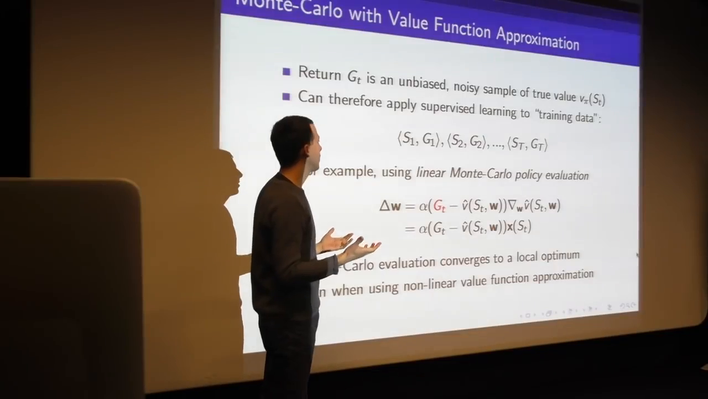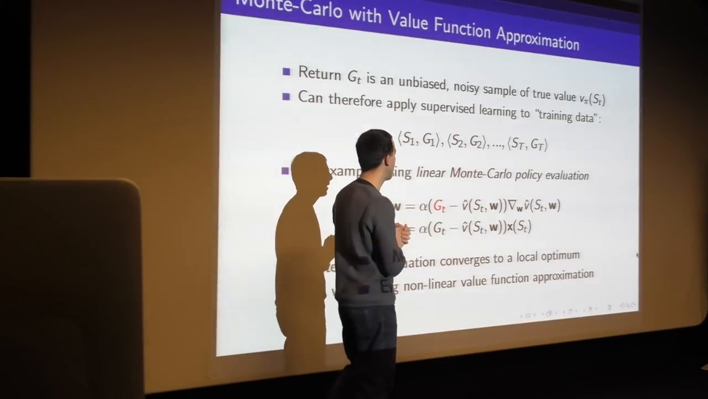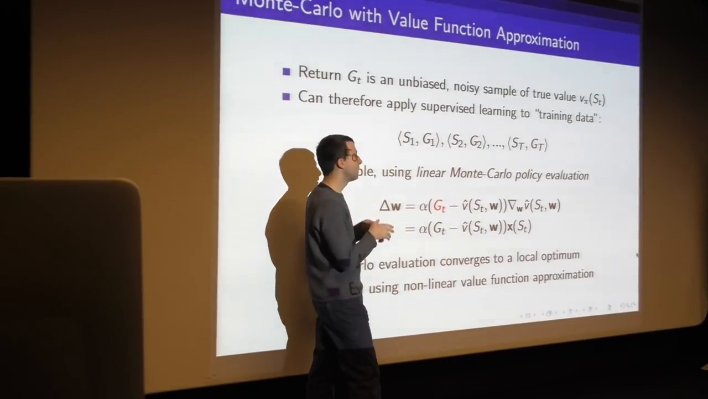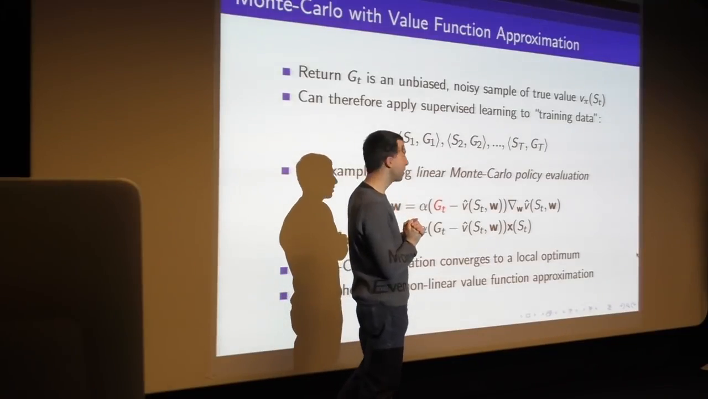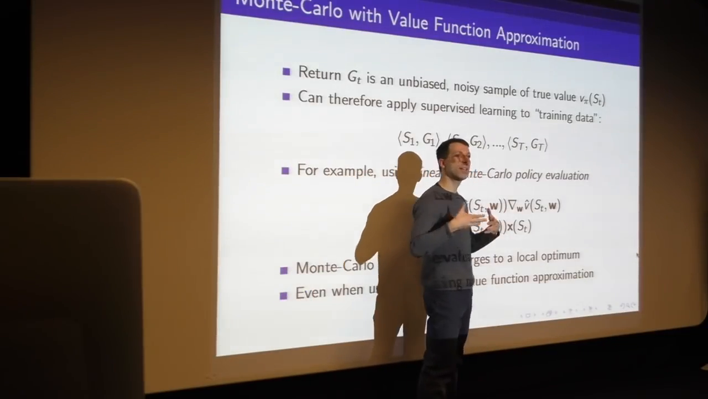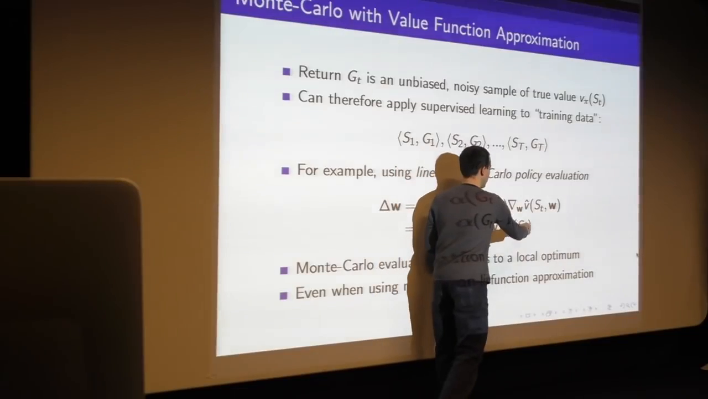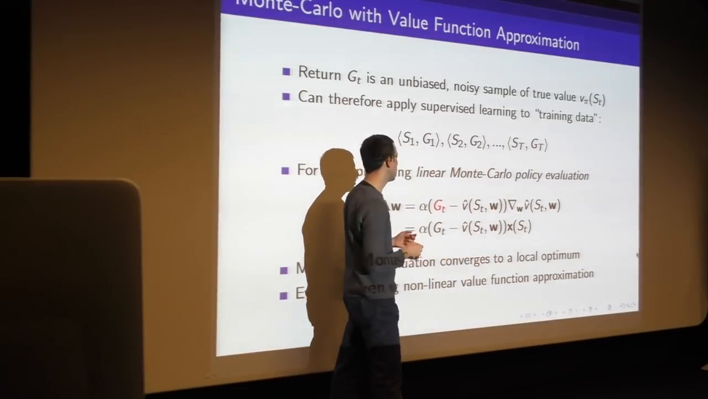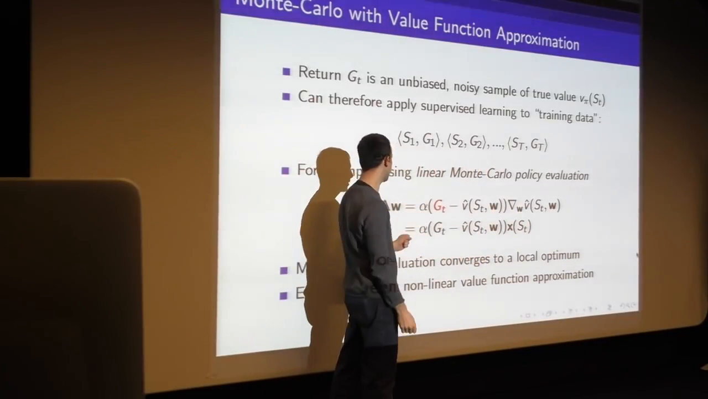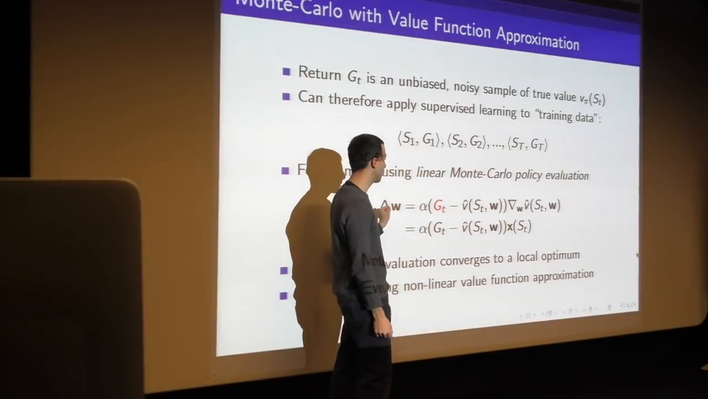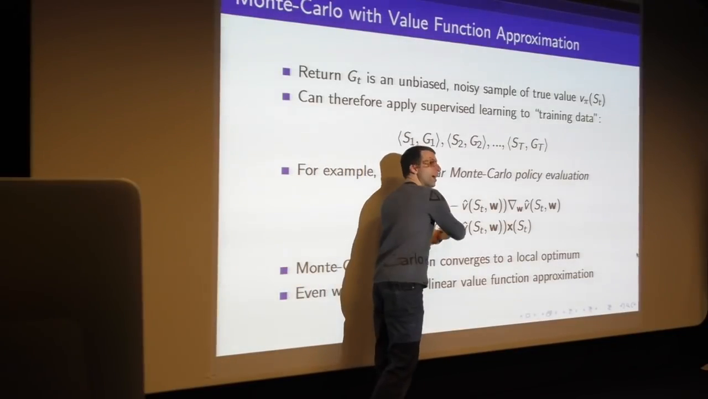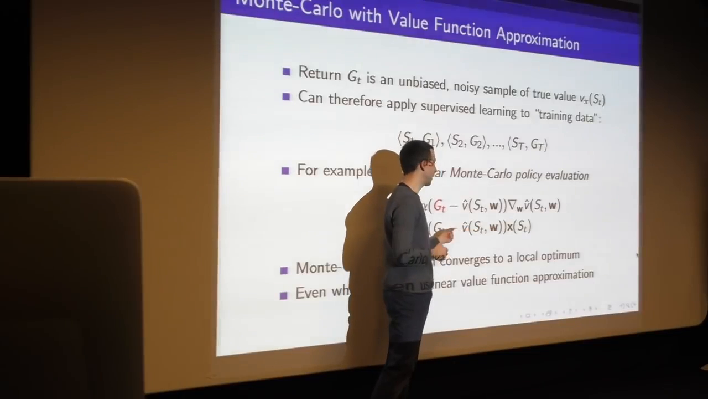The simplest case is using linear Monte Carlo policy evaluation. This is the same as the last slide, but now all we're going to do is substitute in our linear function approximation, so the gradient just becomes the feature vector, and we plug in the return. We adjust the weights of our linear combination a little bit in the direction that corrects our estimated value towards the return.